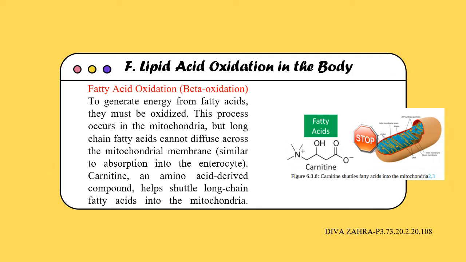Next is fatty acid oxidation in the body, or beta oxidation. To generate energy from fatty acids, they must be oxidized. This process occurs in the mitochondria, but long-chain fatty acids cannot diffuse across the mitochondrial membrane, similar to absorption into the enterocyte. Carnitine, an amino acid derived compound, helps shuttle long-chain fatty acids into the mitochondria.